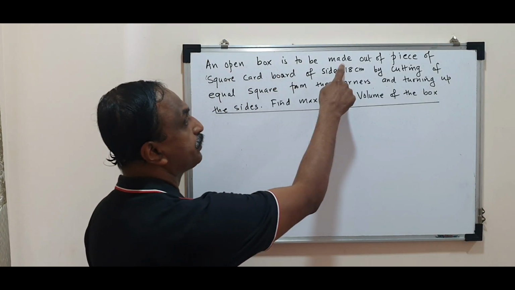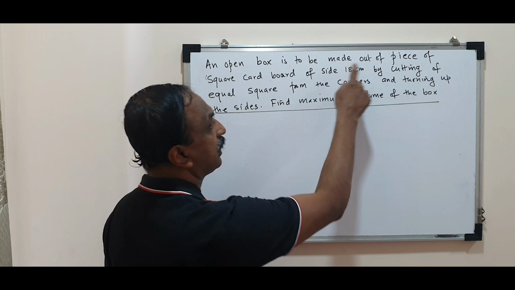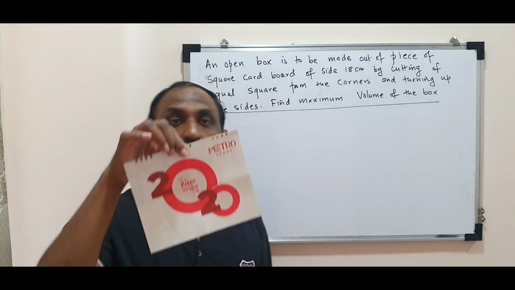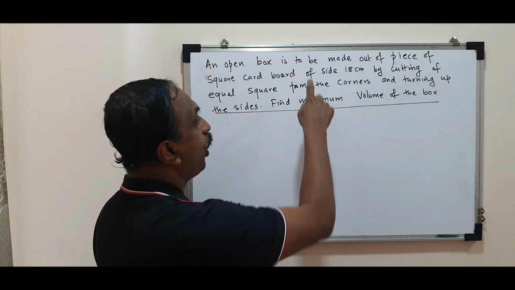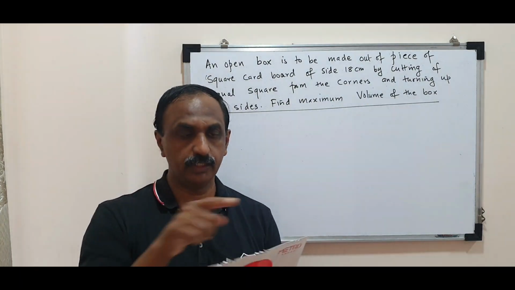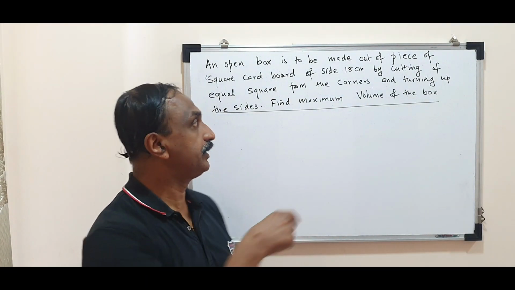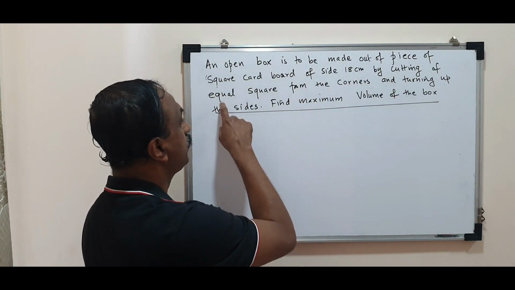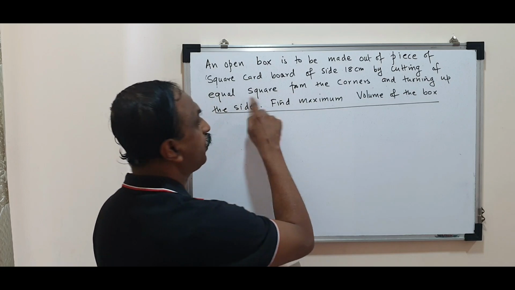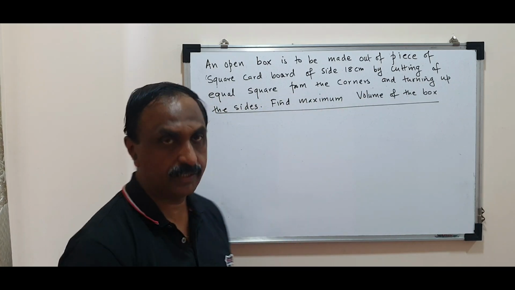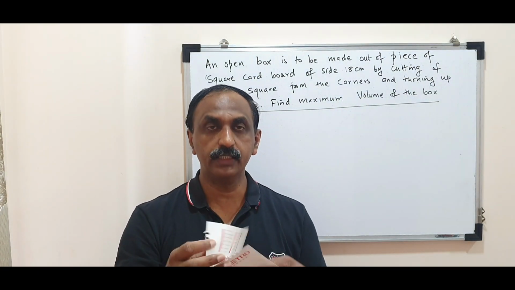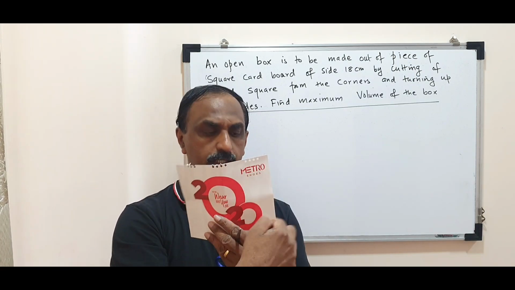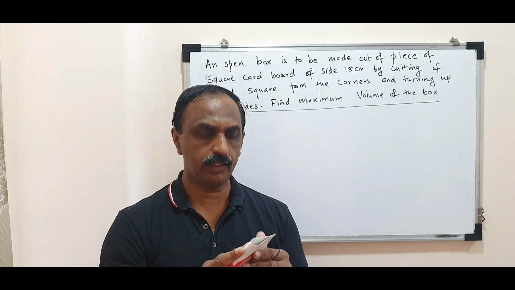An open box is made out of a piece of cardboard. So let's imagine this is a cardboard of side 18 centimeter. It's a square cardboard of side 18 centimeter. Then cut off equal squares from the corners. So what it's done is, squares are cut from the corners. So I'm going to cut the square from the corner.